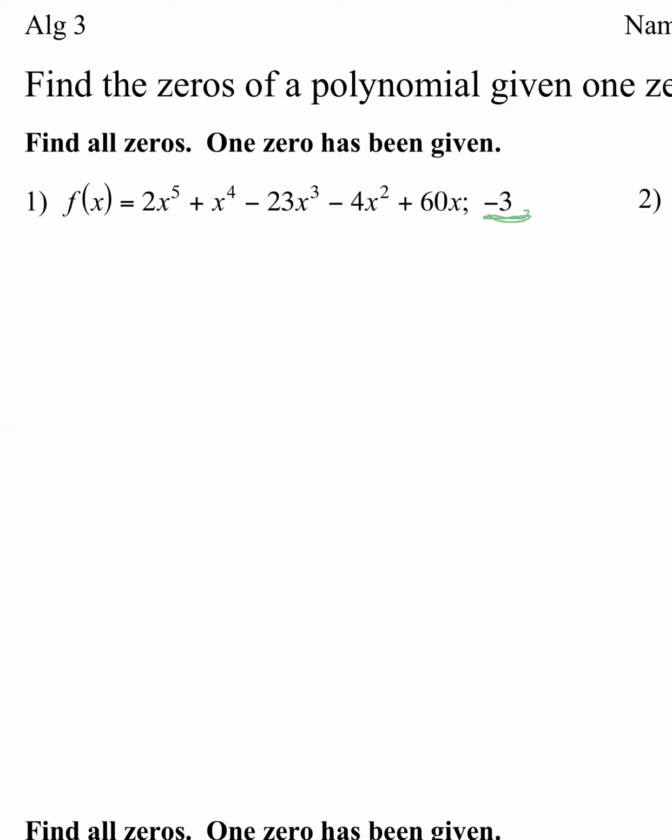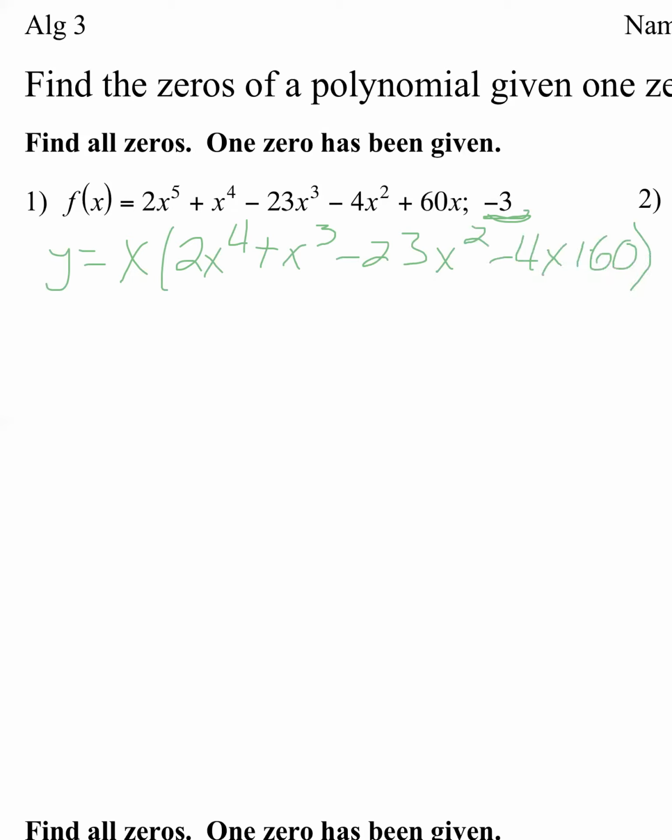And whenever you're doing any of these, the very first thing you want to check is, can I factor this? And this one does happen to have an x that can be factored out of the whole thing. So I'm going to start off by doing that. So let's pull out an x. So 2x to the 4th plus x to the 3rd minus 23x squared minus 4x plus 60.